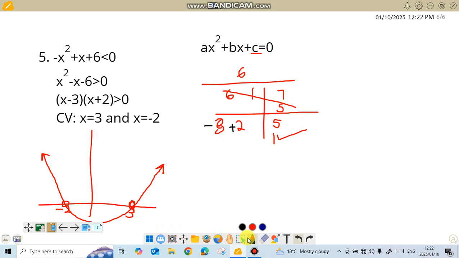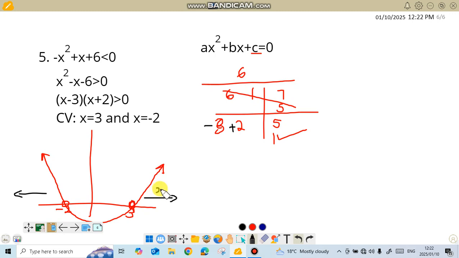And then now the second part is, where does the solution lie? It's greater than 0. When it's greater than 0, the graph is positive. Greater means positive, right? Greater than 0 means the graph is on the top side of the x-axis. You can see it's this side. So when it says greater than 0, it means the solution will lie outside of the critical values. Outside.